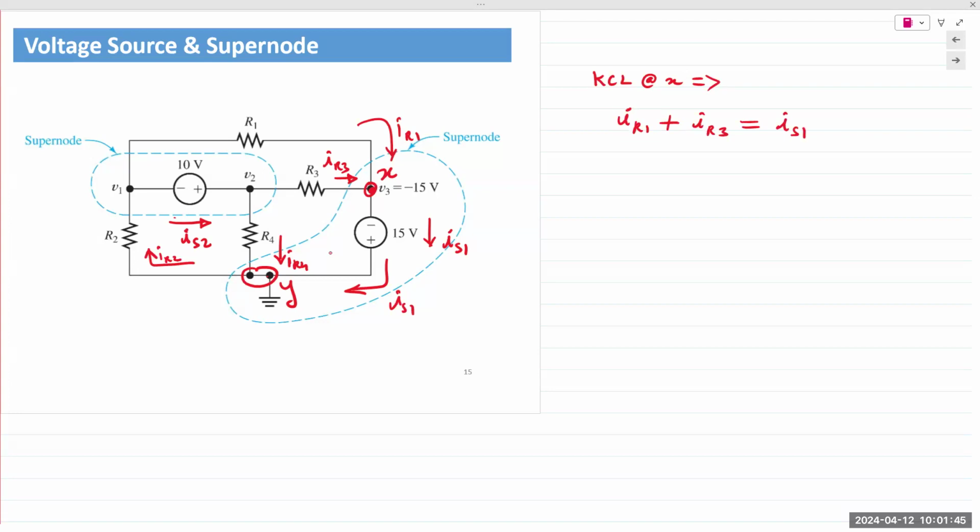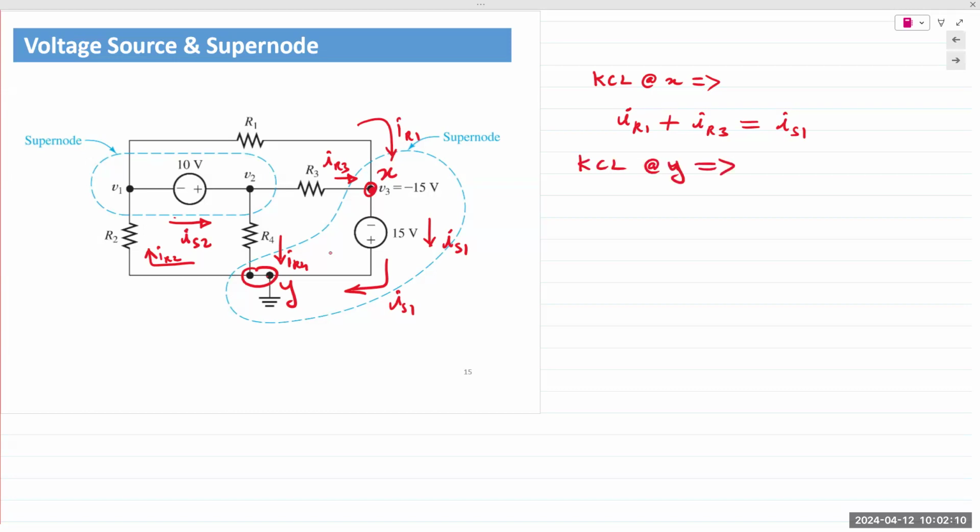Now, the point was that I can apply Ohm's law to IR1 and IR3, but I cannot apply Ohm's law to IS1, which is the current that is flowing through that source, right? So what I'm going to do is write another KCL expression at the other end of that voltage source. So I would apply KCL at Y.